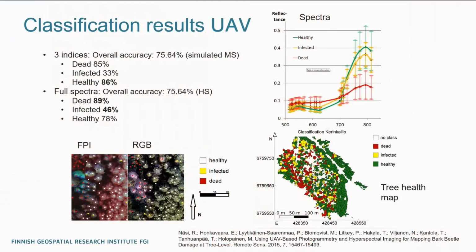Actually we get the same overall accuracy from both, but if we look at the accuracies of different classes, from the full spectra we get the dead and infested trees higher, but with the indices we get the healthy class higher. So at least we think that the infested is the most important class to be mapped, so it was better in the full spectrum.